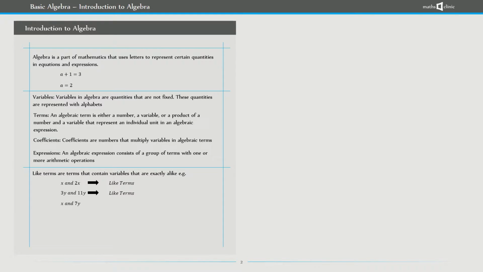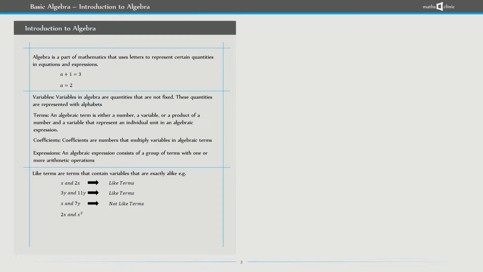Let's try another. What if we had x and 7y? Now the variable in the first term is x, and the variable in the second term is y. You probably guessed it. These are not like terms. Okay, these are not like terms because the variables are not exactly alike. The variable in the first term is x, the variable in the second term is y, i.e. they are not like terms.